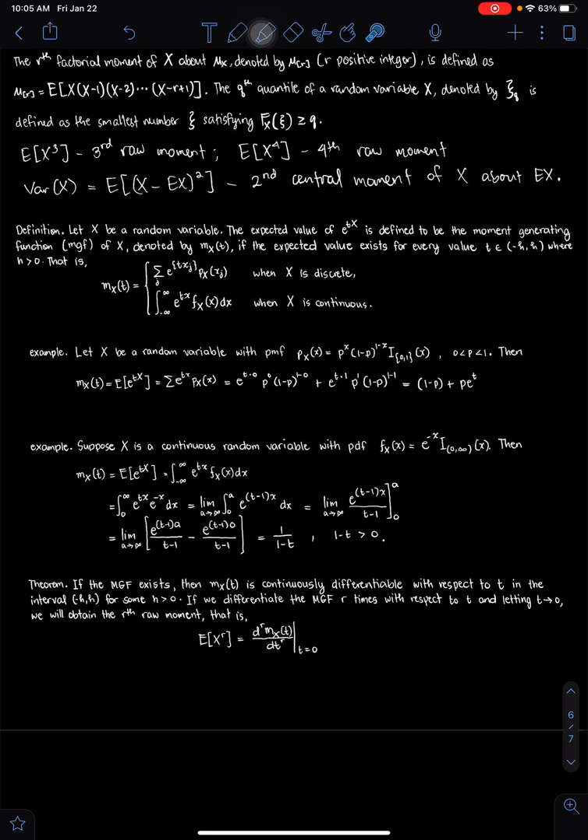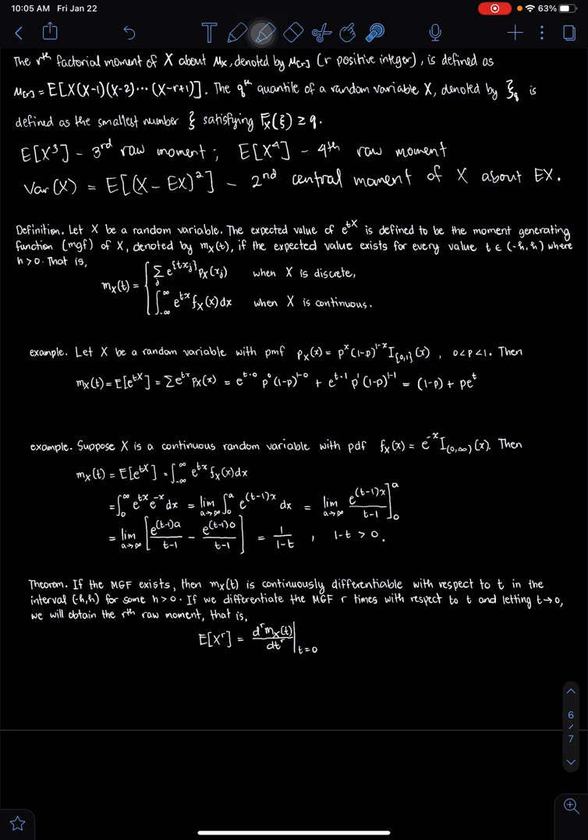Okay, for a continuous random variable, let's consider this probability density function. So it's e to the minus x times the indicator that x is non-negative. Okay, so X takes on only positive real numbers.